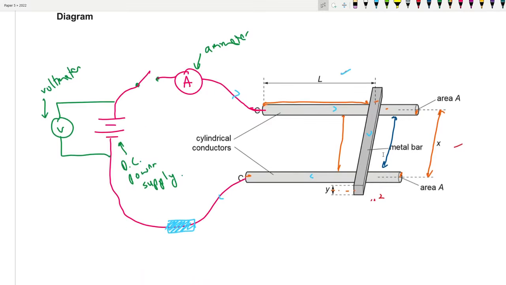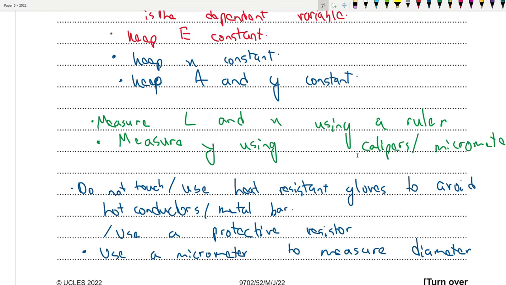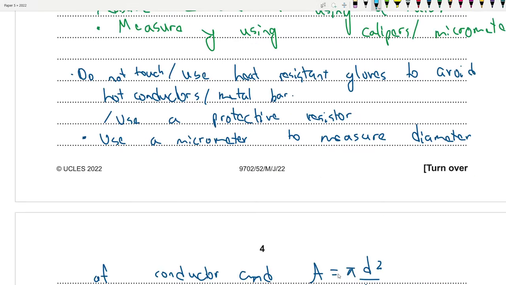Okay, so basically we're going to say use a micrometer to measure, or you could say calipers. That is also a valid point, to measure the diameter of the conductor, and to find out area it's going to be A is equal to pi d square by 4. Okay, we scored 4 marks.